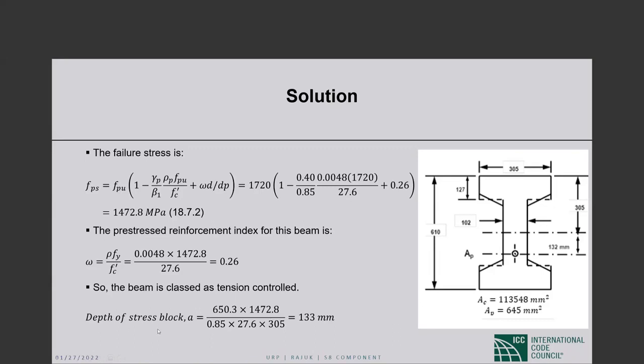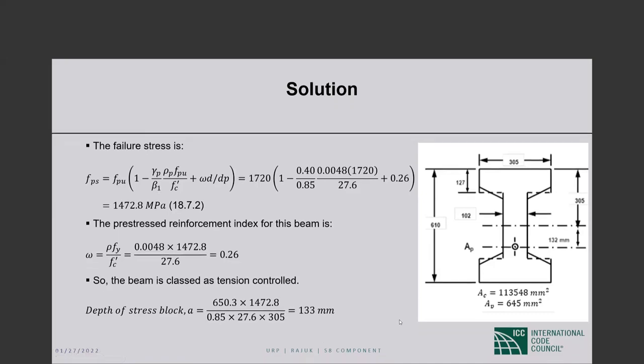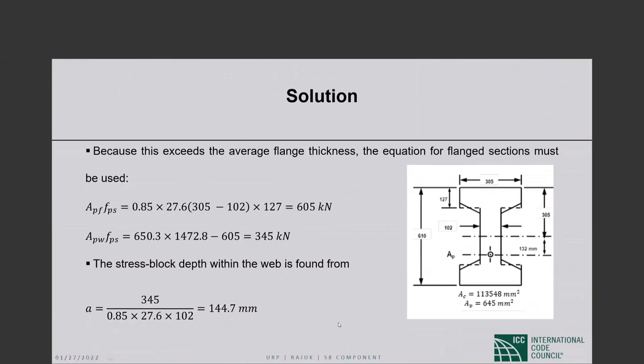Then, just the usual, we figure out the depth of the stress block a. The depth of the stress block, positive moment will be here. The question is, is it a rectangular beam or T-beam that we figure out here? So this is ap fps over 0.85 f prime c b. I'm using the whole flange width to start with to check whether this is a T-beam or rectangular beam. I found out that the depth of the stress block a for the Whitney stress block is 133 millimeter. Okay, so that exceeded the flange thickness; my average flange thickness is 127 millimeter.